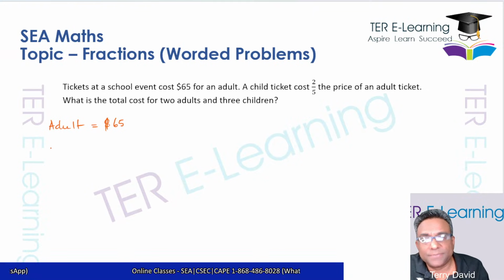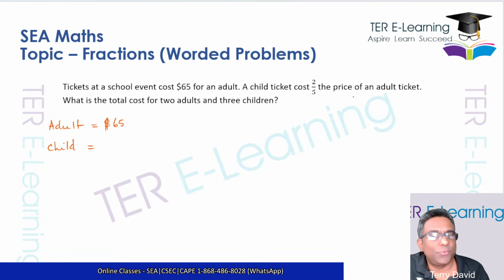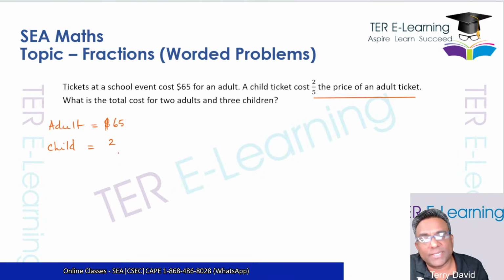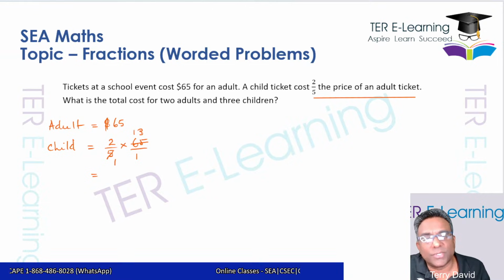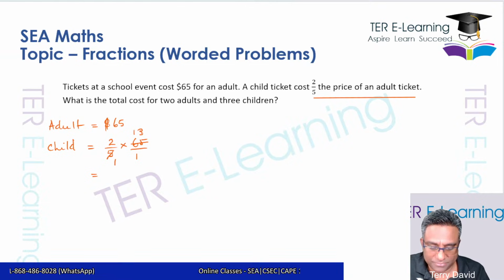The child ticket is 2/5 the price of an adult ticket. So therefore, we have to say 2 over 5. And we're going to multiply that by 65. So again, 5 can go into 5, 1. 5 can go into this 1 time, remainder 1. So this is going to give us 13 here.